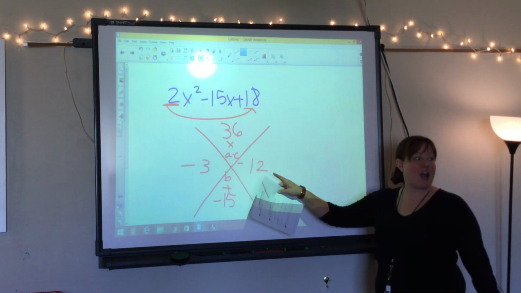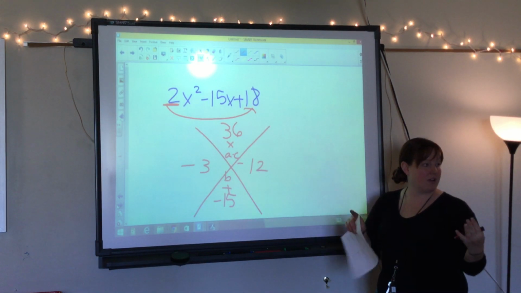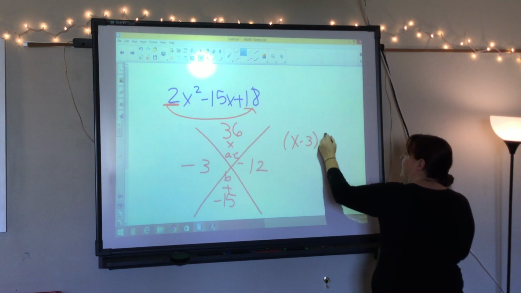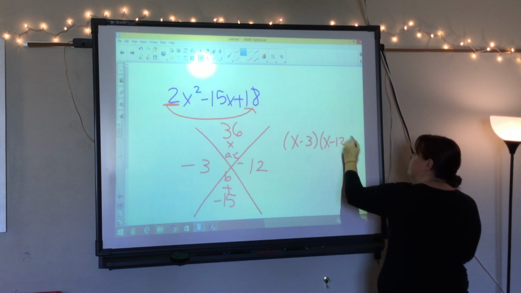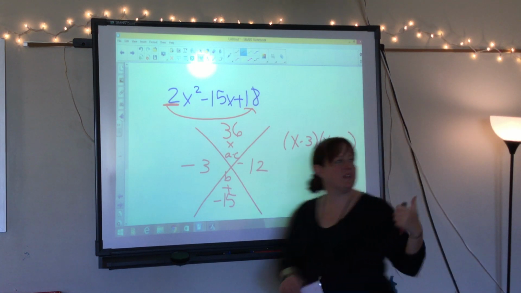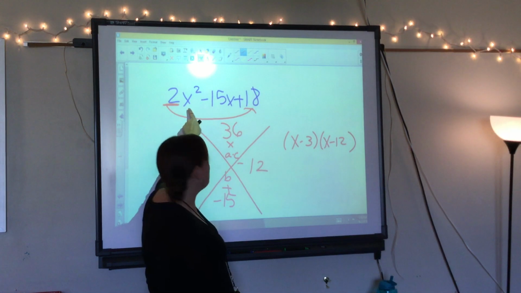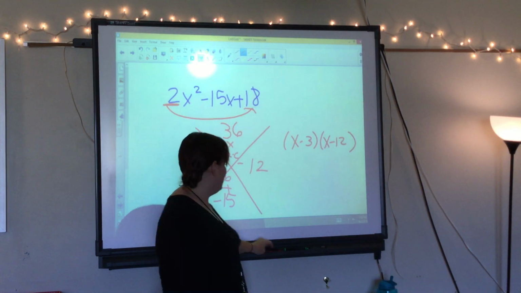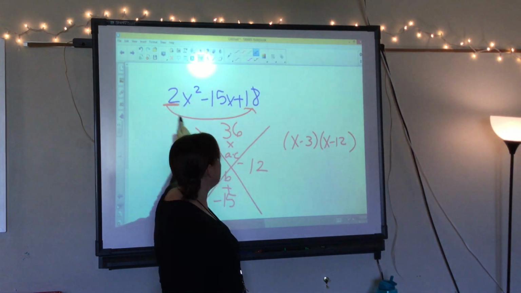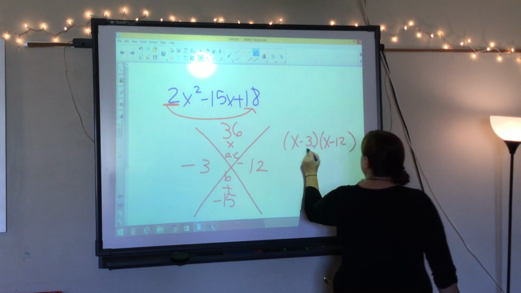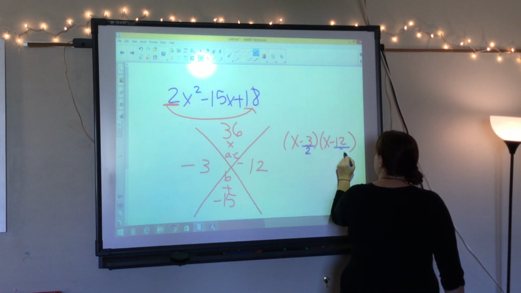Here's the thing. Now that we have this, we can write our factors. So we write negative, x minus 3 and x minus 12. But we can't leave it like that, can we? Because if I multiplied this times this, I'd only get x squared. So you have to put the 2 in, and now comes the dividing, right? So I divide this by 2, and I divide this by 2.